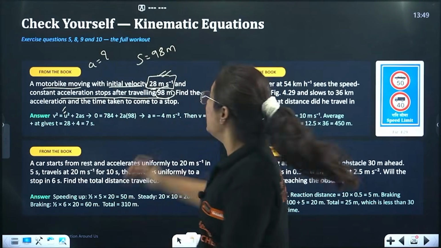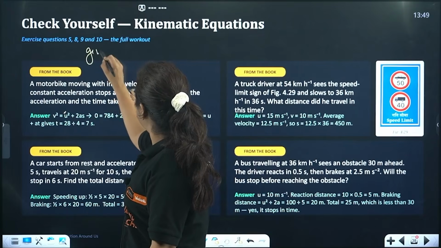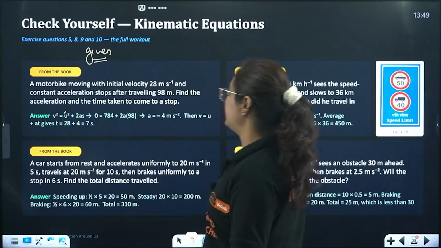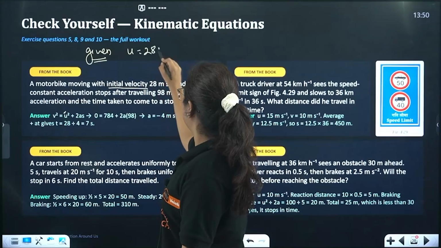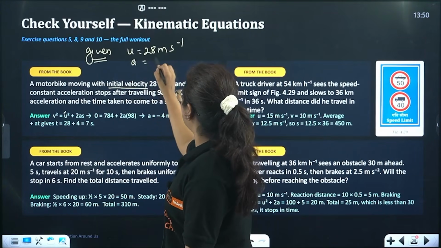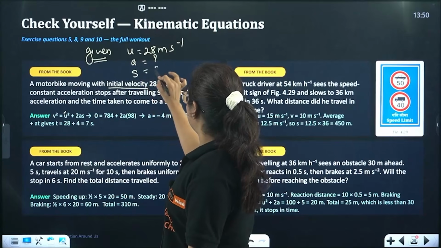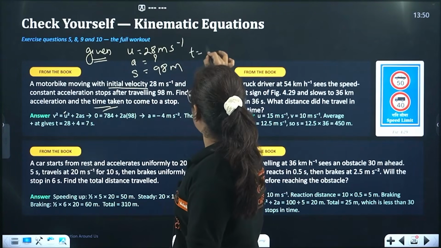When you solve a numerical in physics, first always write the given. So, what is the initial velocity? U is equal to 28 meter per second. Acceleration here is asked. The displacement here is 98 meter. Find the acceleration and time taken. Time is also not given.